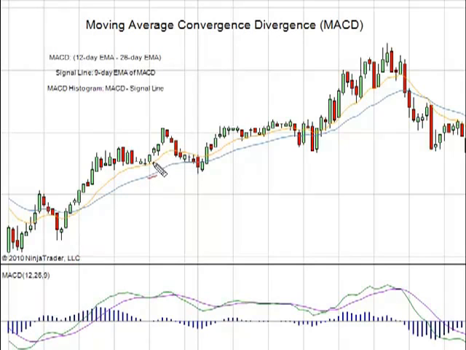Today we're going to talk about the MACD, or the moving average convergence divergence. And the MACD has simply three parts. One, the MACD itself. Two, the signal line. And three, the histogram. We'll talk about those in a second.